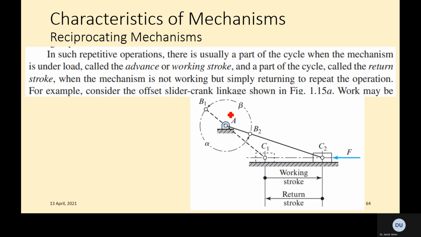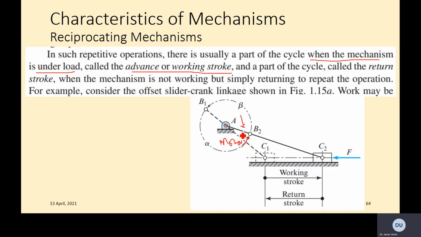So this is one of the very good examples for a reciprocating mechanism. In such repetitive operations, there is usually a part of the cycle when the mechanism is under load, called the advance or working stroke. For example, this is the crank, the part which is connected to a motor. So it is continuously moving basically. So if it's this direction movement, then this is this direction movement.